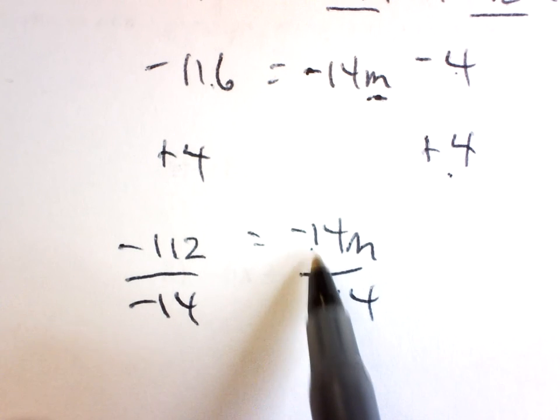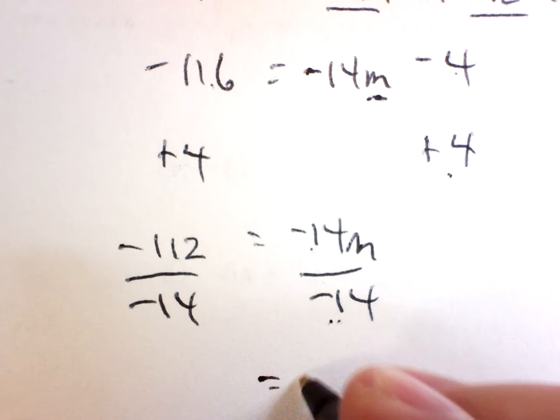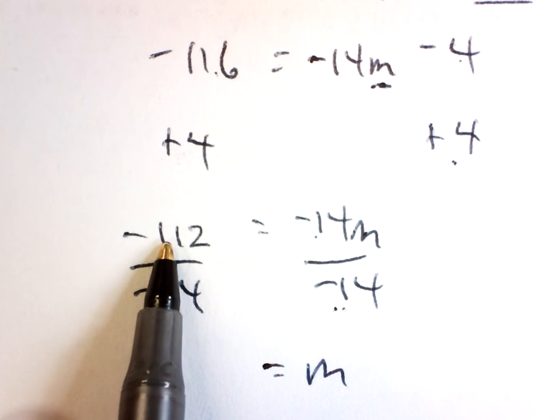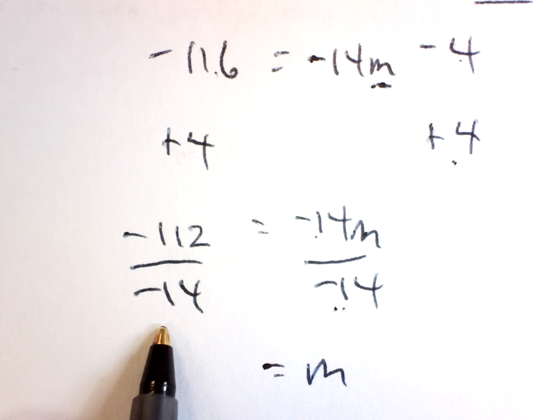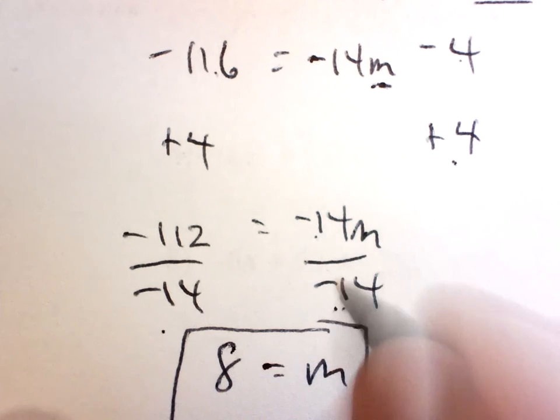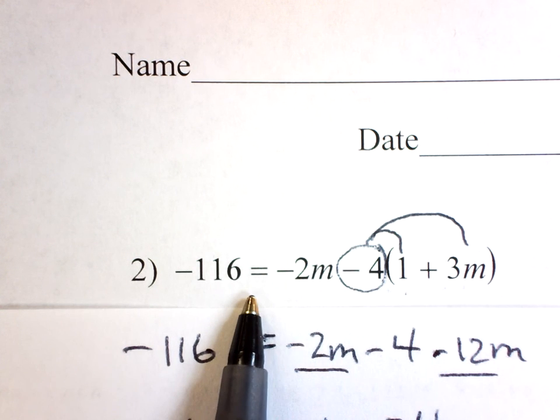Negative 14 divided by negative 14 is just 1, and 1 times m is just m. So I just have the m over there. And over here I have negative 112 divided by negative 14. I can use my calculator to get that, and I'll get that 8 equals m. And then I can plug this 8 back into this m, and I can double check and confirm that it is the right answer.